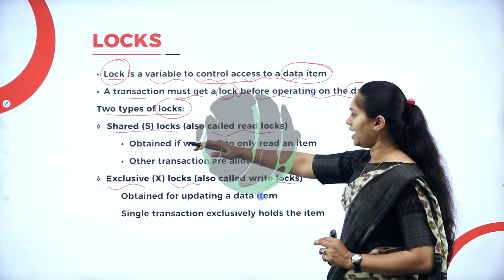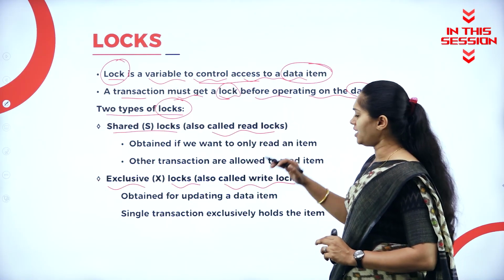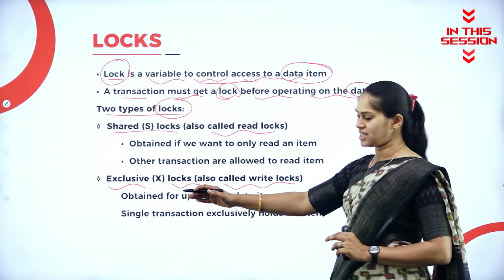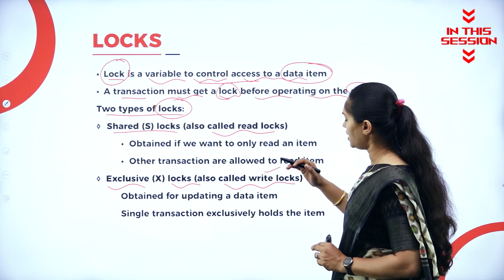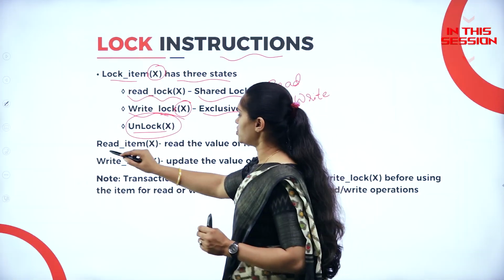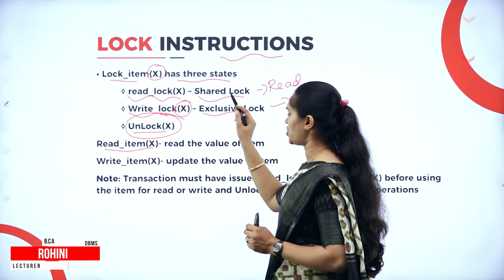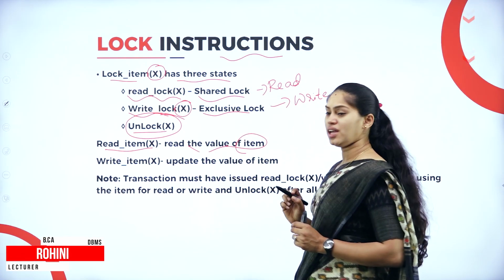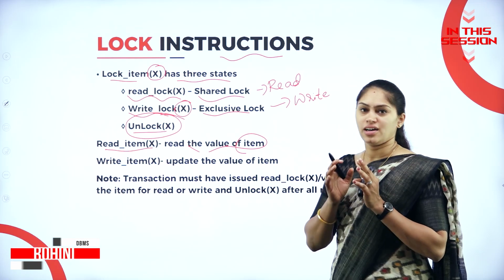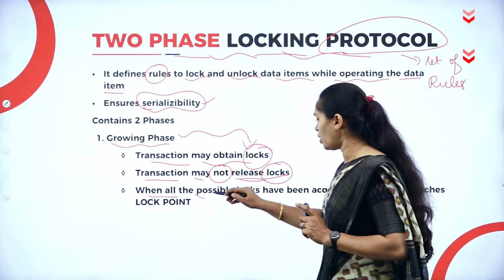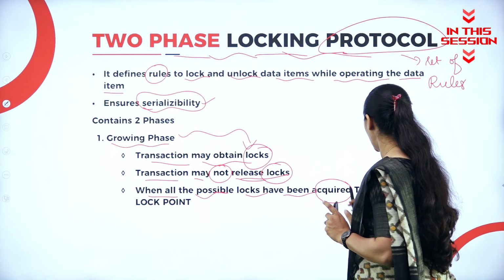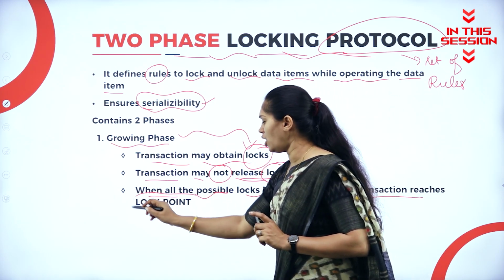So if it is shared locks, that is read lock, and if it is exclusive or X lock, then that is considered as what? Write locks. When it comes to the read item of X or this shared lock, read the value of an item by locking its resources. So when all the possible locks have been acquired, the transaction reaches the lock point.